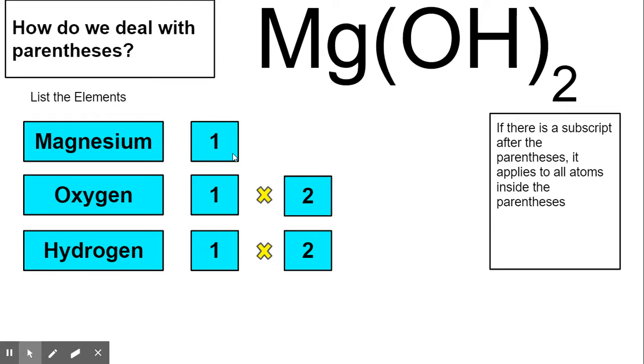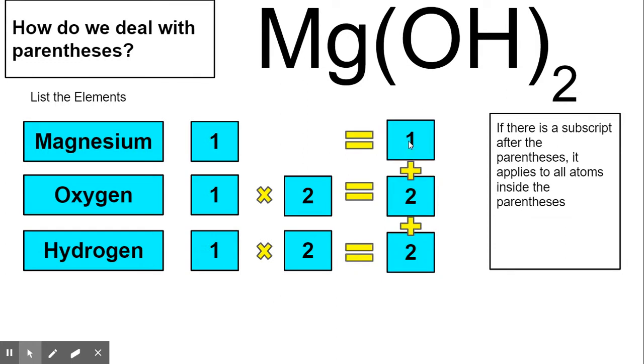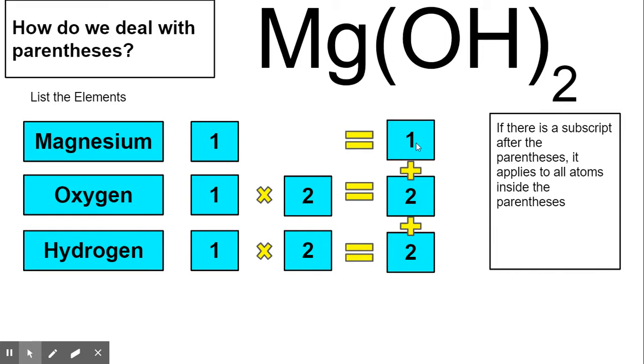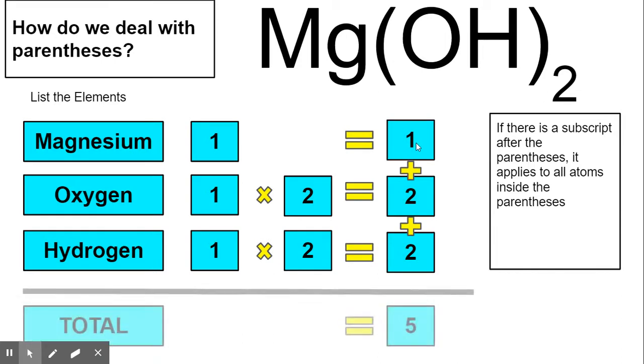So then we look at the total. Again, magnesium is 1. Now we have 2 oxygens and 2 hydrogens. So if we add these 3 numbers up, we get a total of 5. So remember with parentheses, what you see inside the parentheses, if there is a subscript after that, that applies to both of those in the formula.